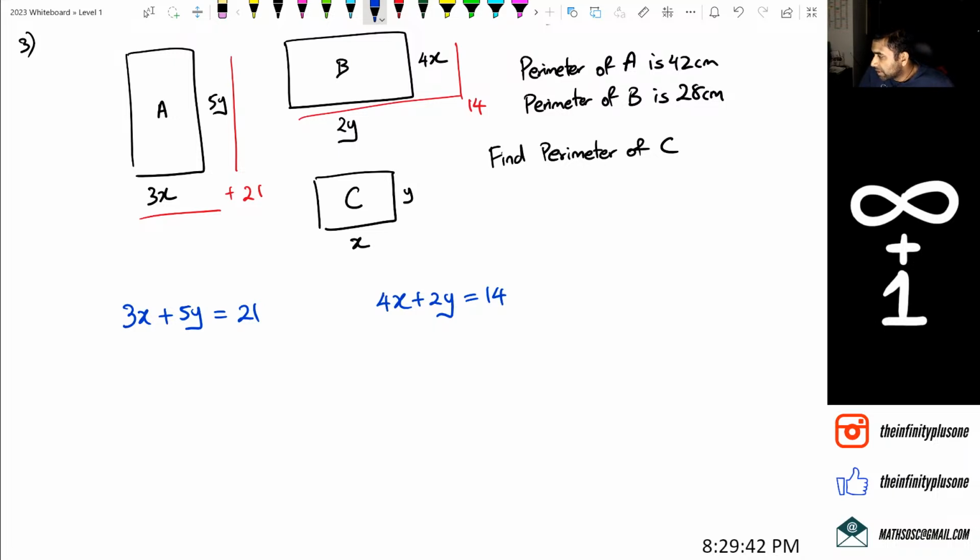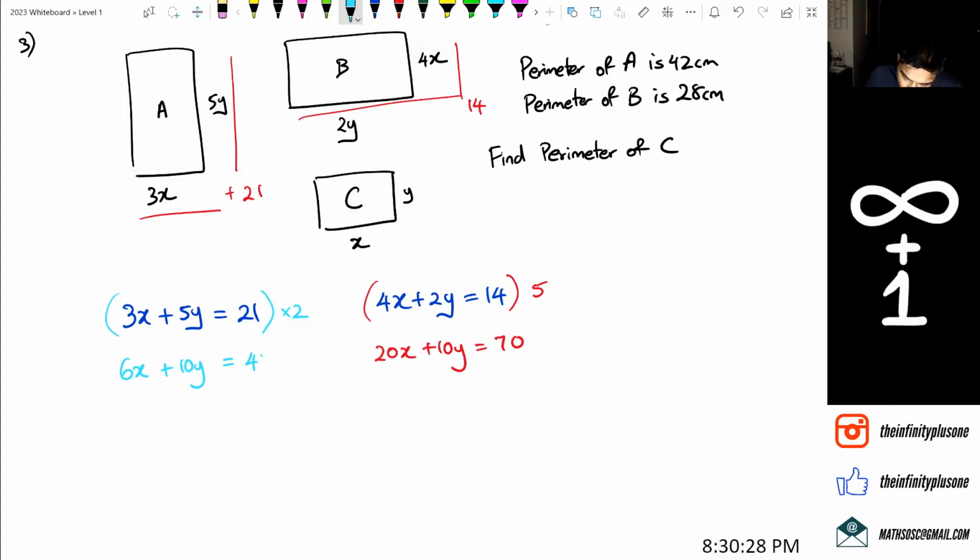Now from here there are multiple ways of doing this question, right? You can do elimination, substitution, or rearrangement. There are so many different ways of doing this. What I'm going to do is show you how to do elimination. So let's try and get rid of the y. I'm going to multiply this entire equation by 5, and when I do that I get 20x plus 10y equals 70. And I'm going to multiply this equation by 2, so I get 6x plus 10y equals 42.